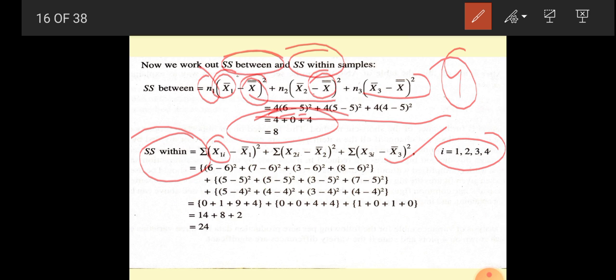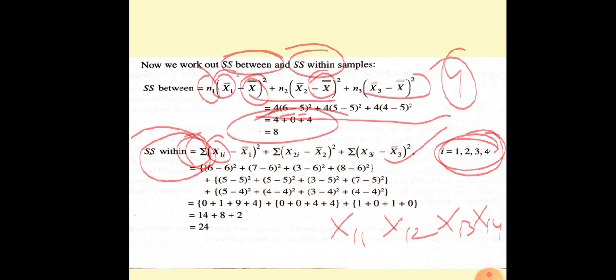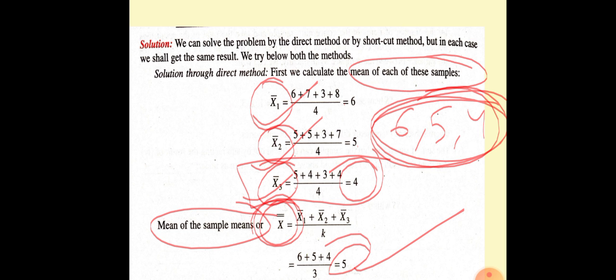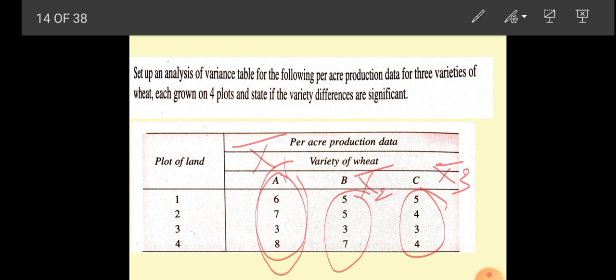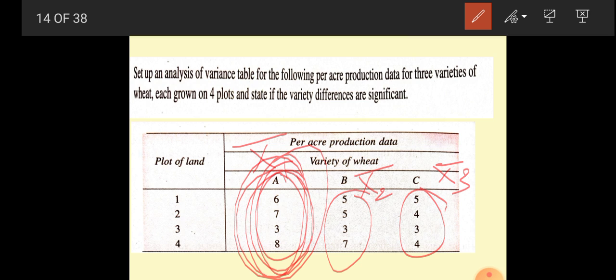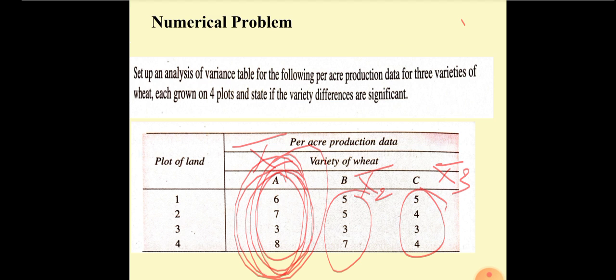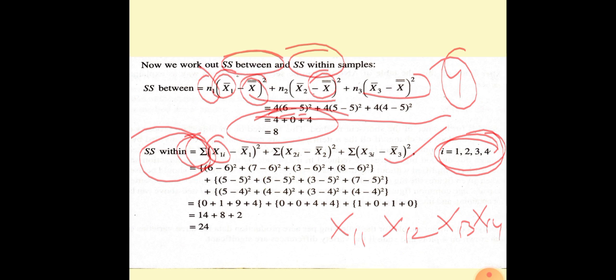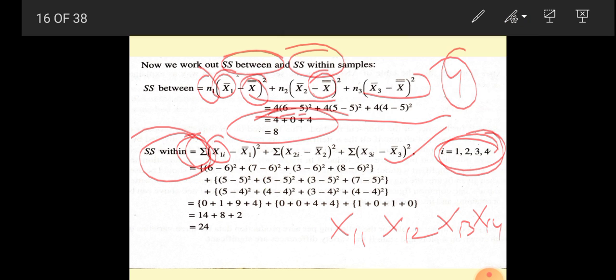What is the meaning of 1 2? See, x11, x12. Here it is written x12 because we have to do the sum from 1 to 4, then x13, then x14. So what are all these? Here they are 6, 7, 3, 8. So it is nothing but 6, 7, 3, 8 in these formulas. So we will write all these values in place of the formula.